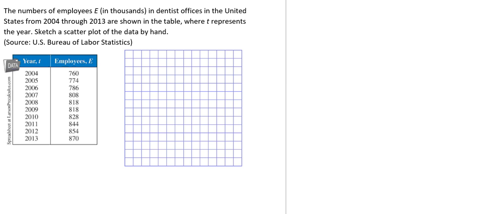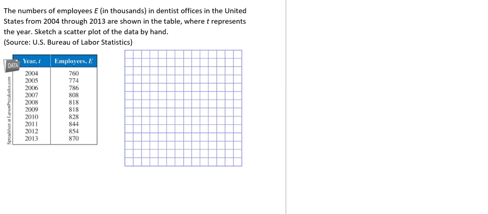In this video, we're going to learn how to use a graphing utility to graph a scatter plot. But first, we're going to graph one by hand and then see how it compares. So in this example, the number of employees E, in thousands, in dentist offices in the United States from 2004 through 2013 are shown in the table, where T represents the year. We're going to sketch a scatter plot of the data.